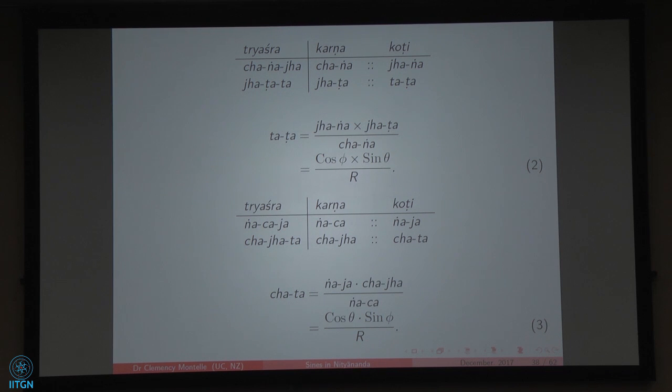Now, pulling out a little bit of mathematics on these, with this rule of three, we want to find ta, ta.